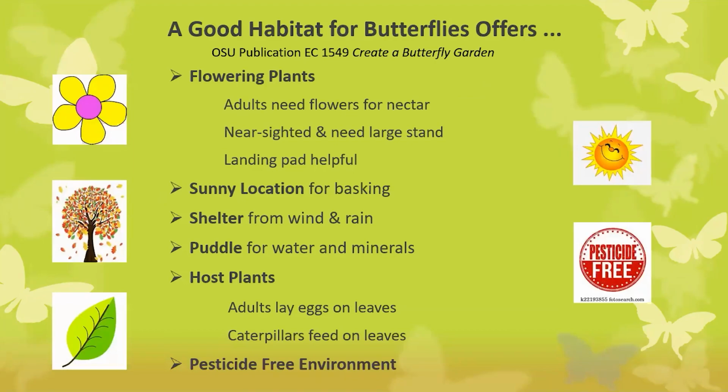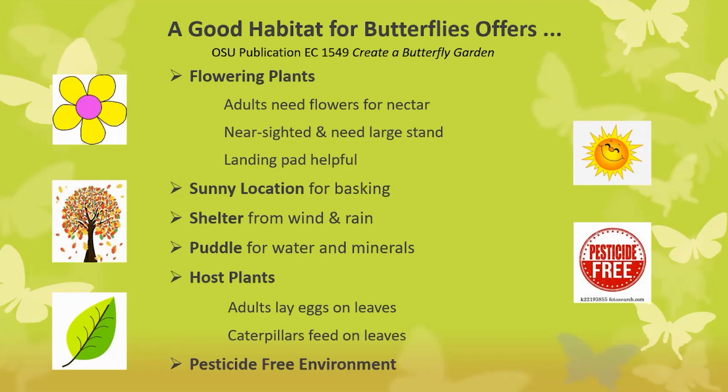So a good habitat for butterflies will offer them flowering plants. And I should emphasize that butterflies are nearsighted. So it's helpful to have their nectar plants be in a large bunch, so it's easier for them to see. And remember the flower shape that works as a landing pad. They also need host plants, and give them a sunny location for basking because they need to warm up their muscles before they can fly.